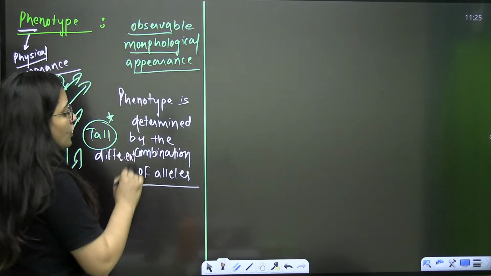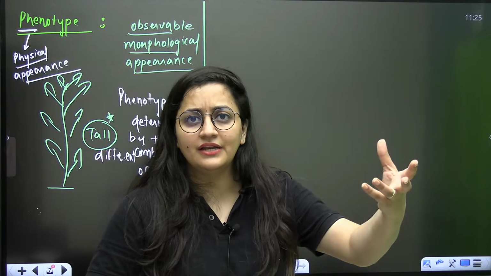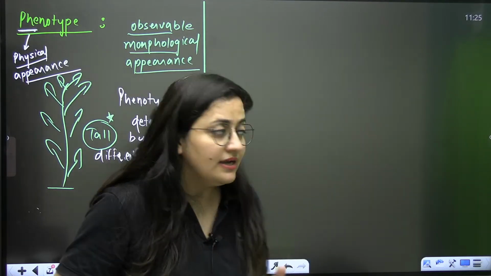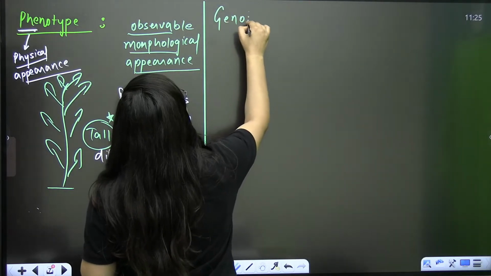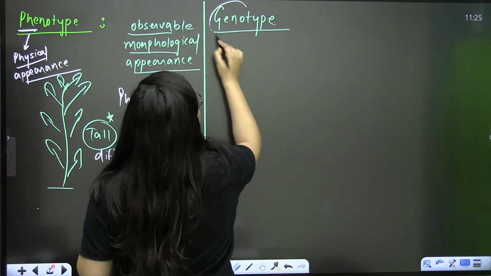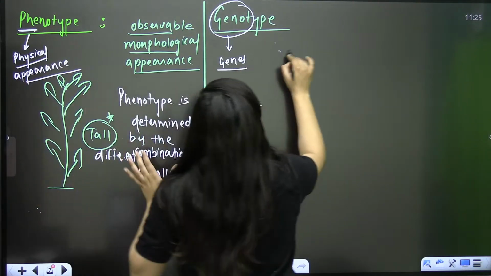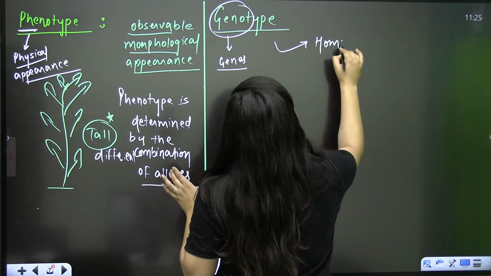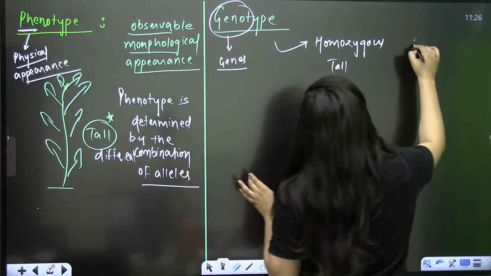So phenotype is what? It is just the external appearance, the morphological appearance that you can look at in a particular individual and you can comment, right? On the other hand, we have another term that is genotype. So genes, here you are going to talk about the genes. Basically here you will mention whether that individual is homozygous tall or heterozygous tall.